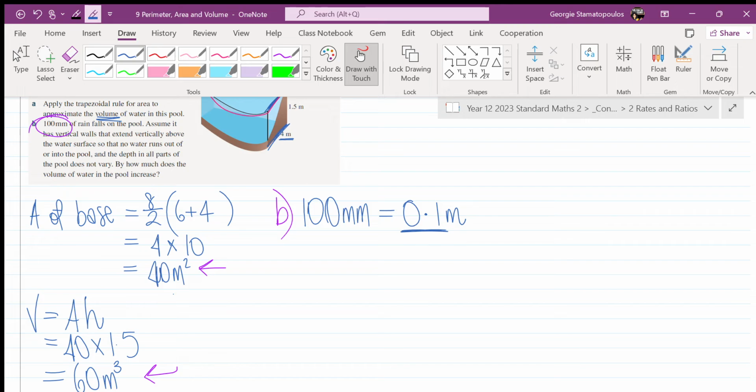Okay? We've got the area of the base. It's still 40. So volume equals 40 times 0.1. That is taking into account the rain that's just fallen. And that's 4 meters cubed. So how much does the volume of water in the pool increase? Gets an extra 4 cubic meters there.